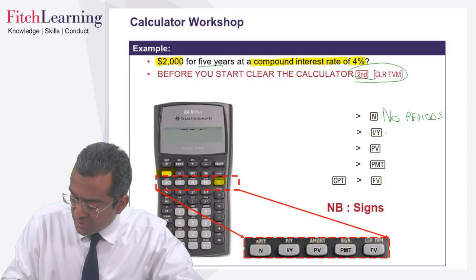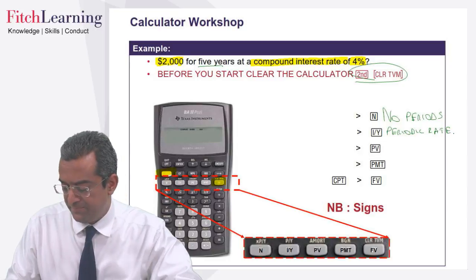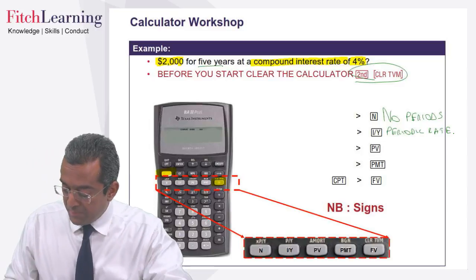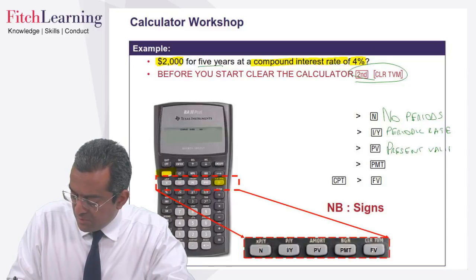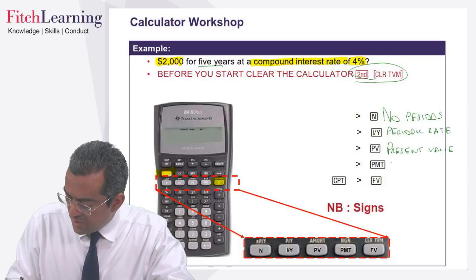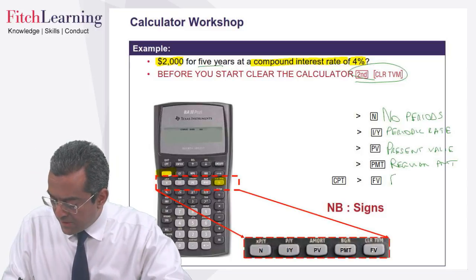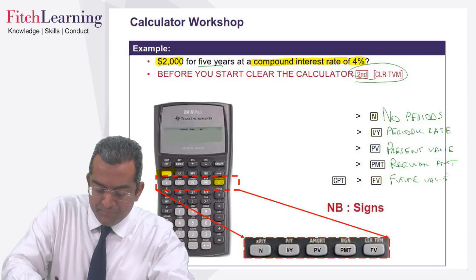I/Y, of course, is for the actual rate, but it must be the rate that's being earned periodically. If that's annual, then that's annual. PV, of course, is the present value of money. How much do you start with? Payment would be if there are any annuities, so any regular payments happening throughout the time frame. And then future value.